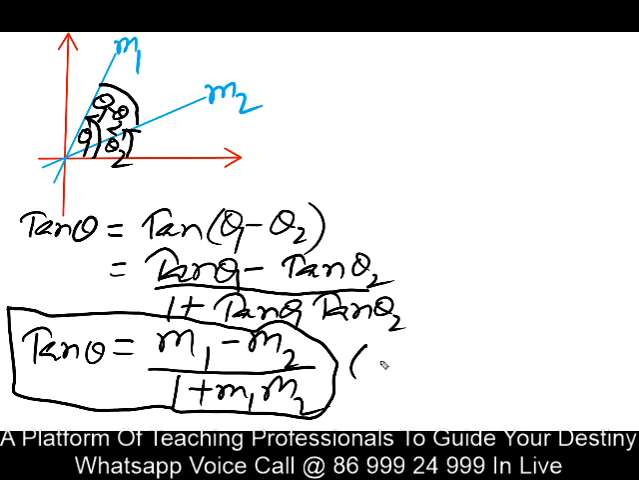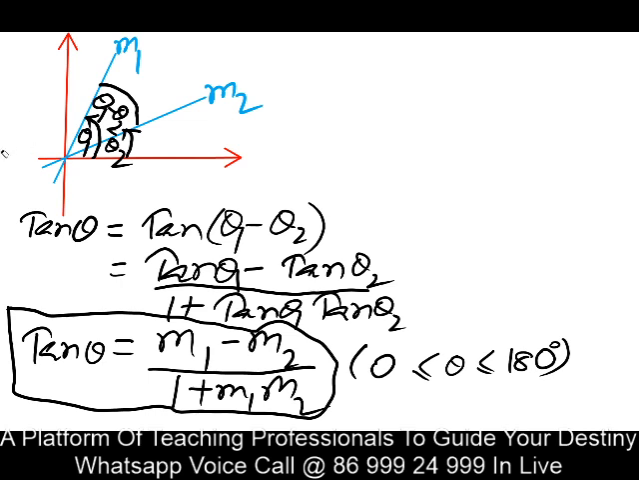What are the limitations of theta? 0 less than or equal to theta less than or equal to 180 degrees, please. So tan theta formula: m1 minus m2 by 1 plus m1 m2. And if theta is 0, the conditions please. If theta is equal to 0 degrees, it implies lines are parallel, or reverse also you can take.